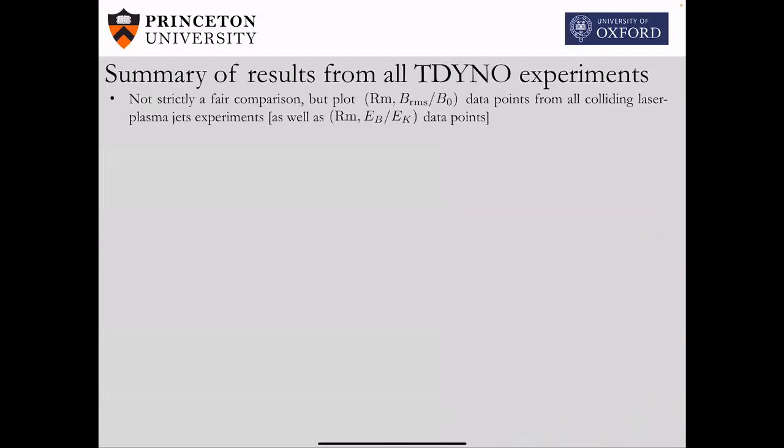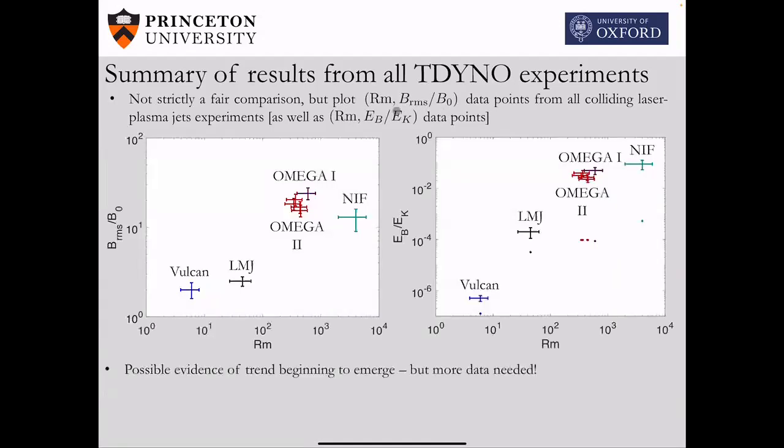Now I'm aware I'm basically out of time here, but I just thought I'd finish by summarizing the results from all of the turbulent dynamo experiments and saying where we are and where we're going to try to go next. It's not strictly a fair comparison because I haven't controlled for all the parameters, but it's quite interesting, I think, at this stage to plot, for all our colliding laser plasma jet experiments, phase-space plots of magnetic Reynolds number versus the amplification factor, and also phase-space plots of magnetic Reynolds number versus the magnetic-kinetic energy ratio. These are the plots here on the left and right, respectively.